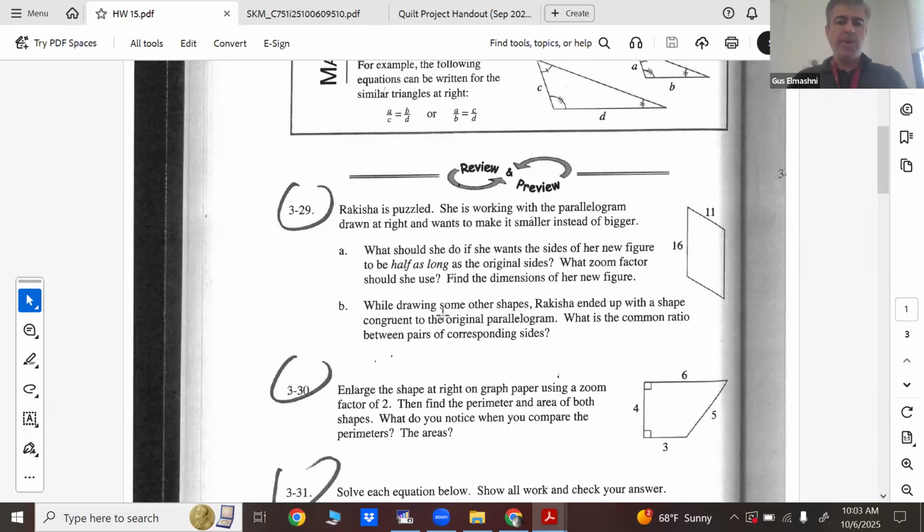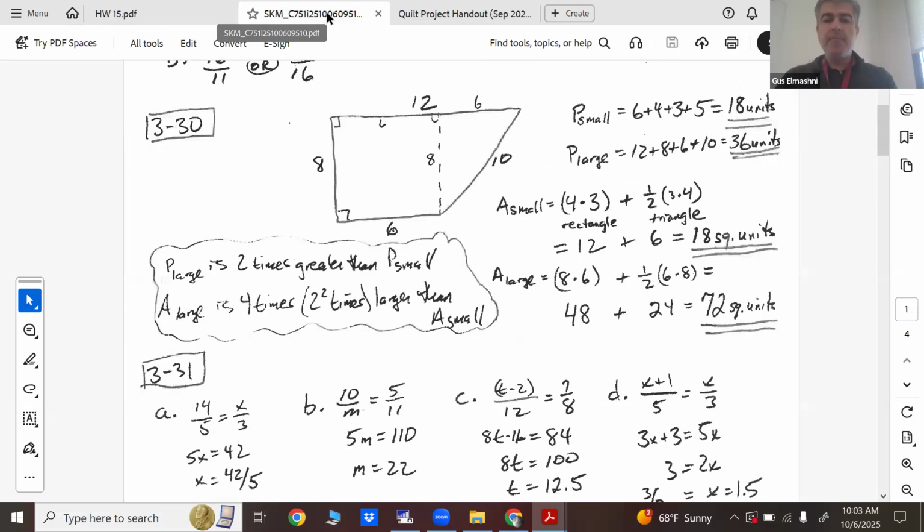Exactly. And then what is the common ratio? It still stays the same. The ratio won't change because, well, it's actually 1 to 2, but the ratio between like 11 and 16 wouldn't change. It would still be the same.